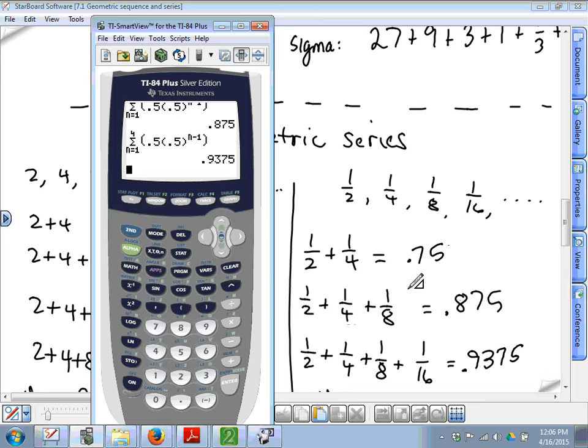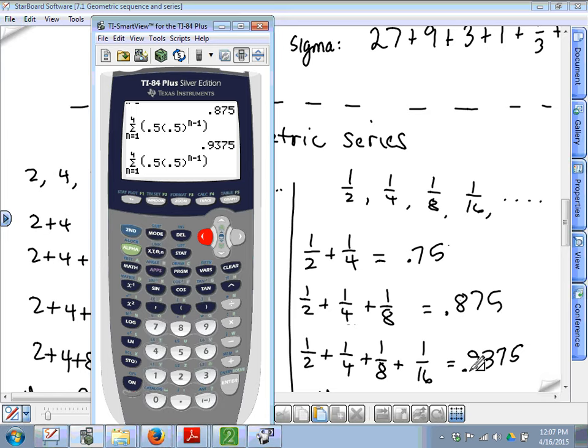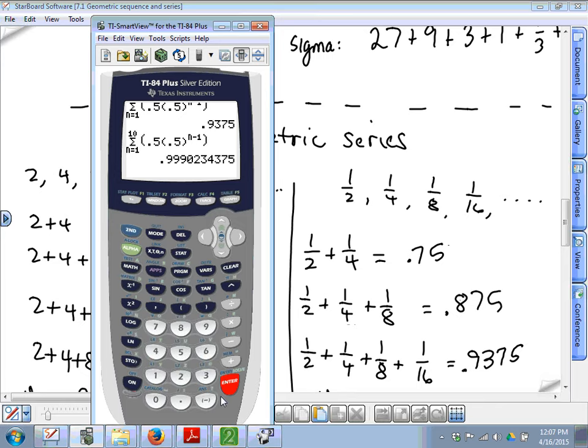Rather than going to a 5th term and a 6th term, let me skip to the 10th term. If I wanted to add 10 terms of this sequence together, it went from 0.75 to 0.875 to 0.9375. So if I added 10 terms, just a guess, what do you think the sum is? Come on, guess. Little over 1? 2? Those are all good guesses. Any other guesses? Look at how it's increasing. If I add 10 terms of this sequence, it's 0.9990. So it's a little less than 1.